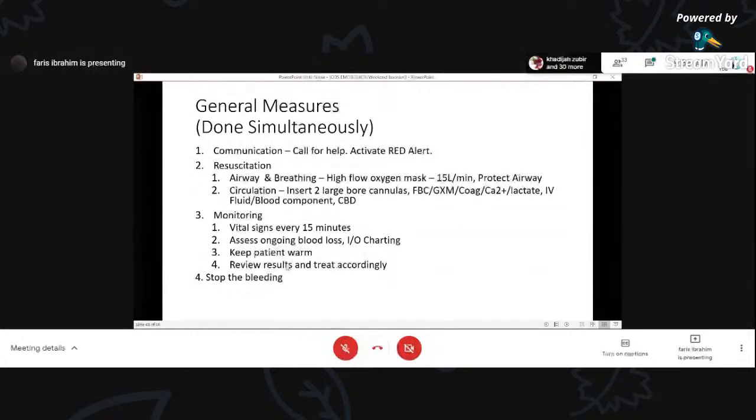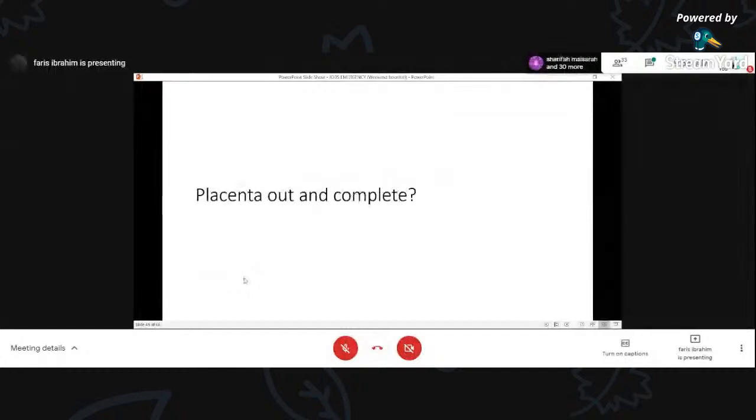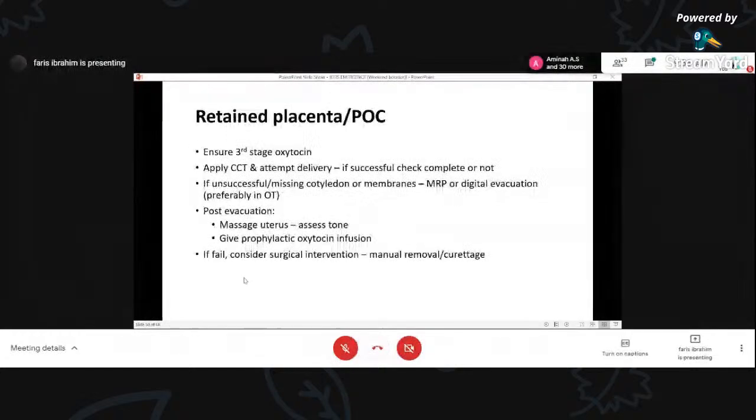Okay, and then lastly, after I have done the definitive management for the life-threatening conditions, I would like to see what is the source of the bleeding. So next your answer would be you would like to see the source of bleeding. So first you tanya diri you, placenta out and complete tak? So maksudnya placenta tu you kena tengok sama ada retained placenta ke tak. Kalau ada retained placenta, so the next step of management is you need to do MRP. MRP is manual removal of placenta. Okay, maksudnya you akan masukkan tangan you, tarik placenta tu. So this one is another topic.